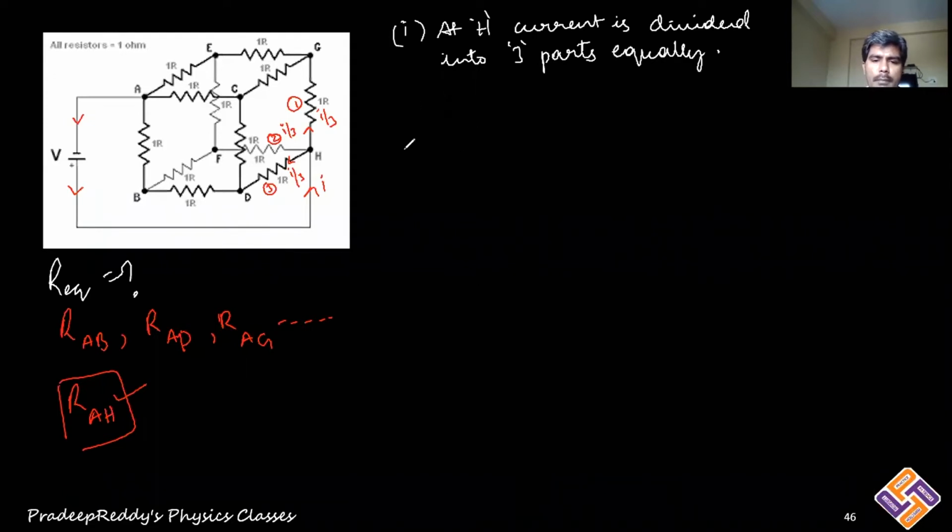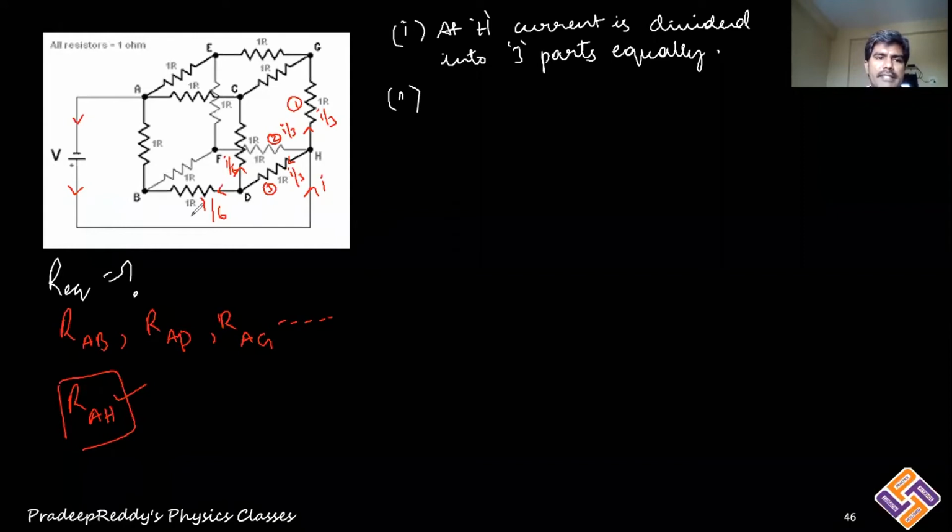Okay. Now come to number 2. When it is divided into equal parts, now come to these positions D, F and G. Current comes from H to D, and from H it goes to G, and from H it goes to F. Now let us take path H and D. Now when this current comes over here, at this point D, it has two paths of equal resistance R and R. Therefore, I by 3 gets divided into two parts that become I by 6, and here it becomes I by 6.